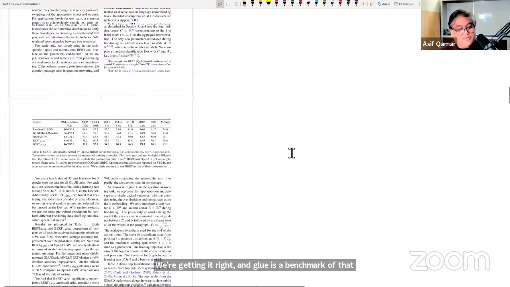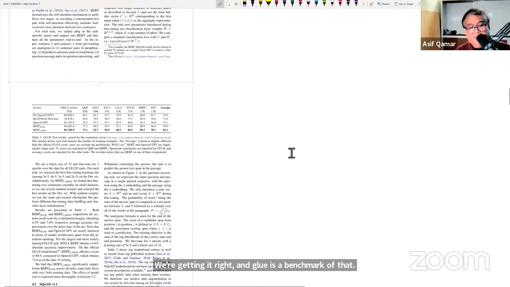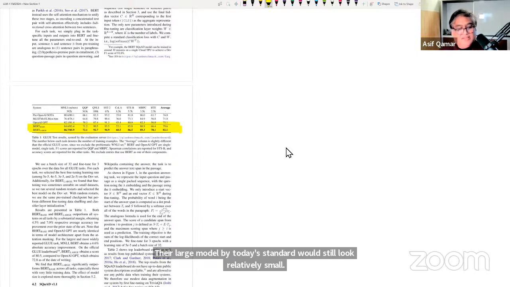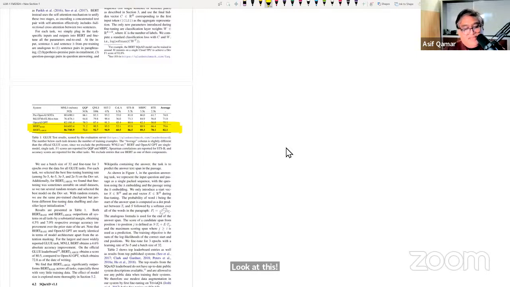So let's look at the GLUE score for BERT. They built two models, a base model and a larger model. Their large model by today's standard would still look relatively small, but this is 2018. Look at this. Compare it with GPT of those days, or other models, ELMo and so forth. Do you notice that just like that, even the base model achieves state-of-the-art performance?